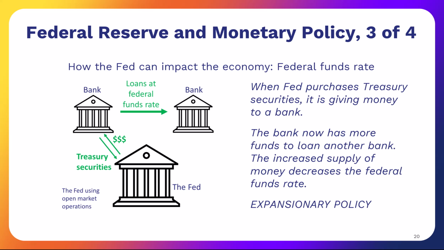Open market operations, right? So when the Fed purchases Treasury securities, it's giving money to a bank. So the bank now has more funds to loan to another bank. So this increased supply decreases what's referred to again as the federal funds rate. So changing the actual discount rate is one way to do that, but also making these purchases of securities is another way.